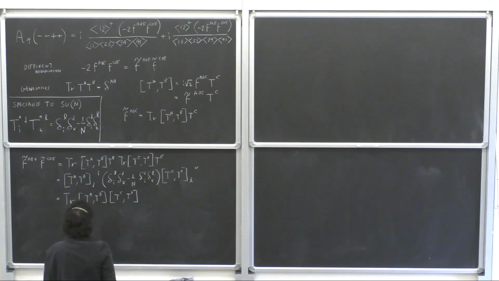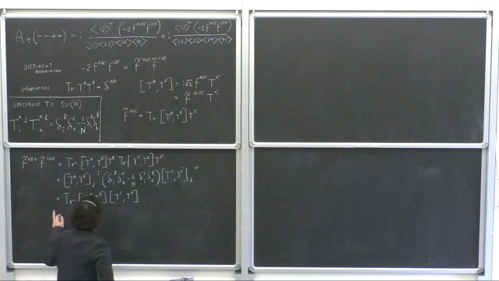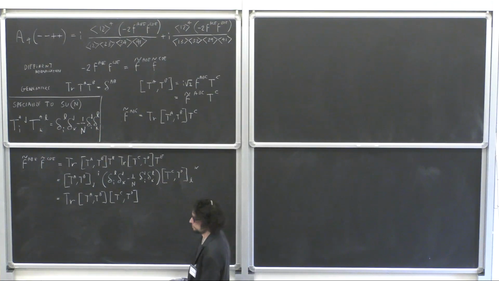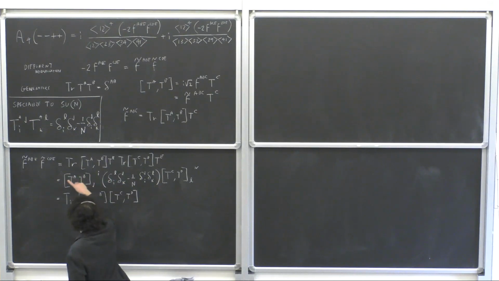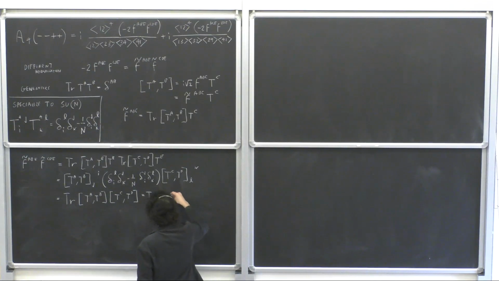Okay, where we see that the term with 1 over n vanishes due to a combination of the cyclicity of the trace and the fact that this will become a trace of the commutator TAB, so the two terms cancel each other. Okay, so we write down explicitly here this with all the color structure TAB.